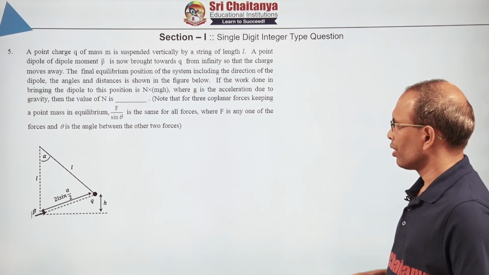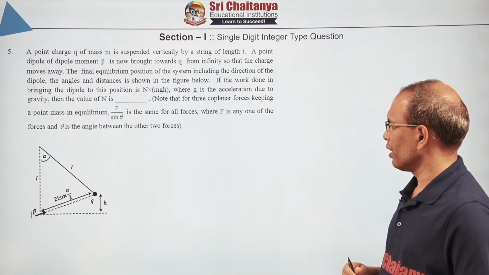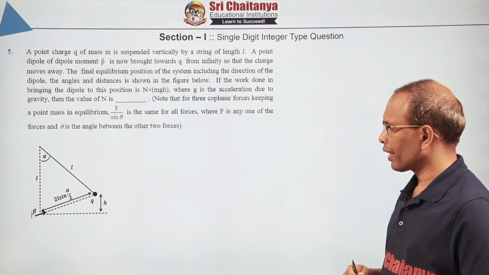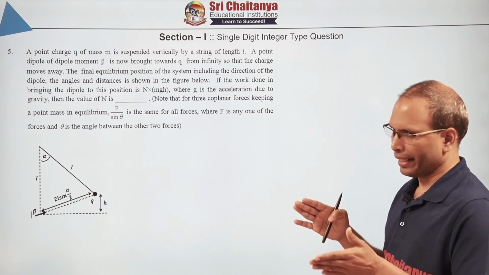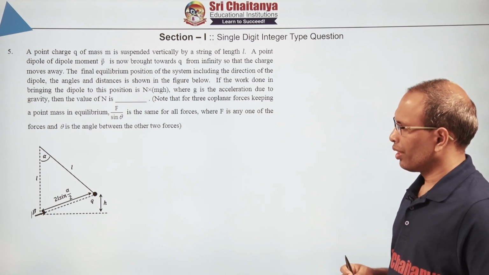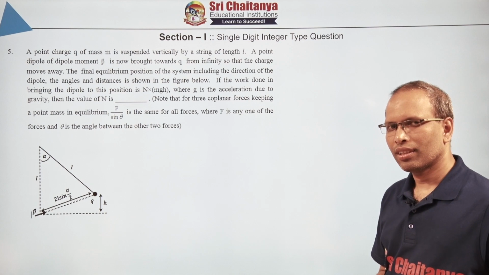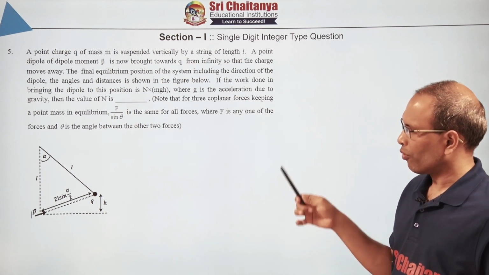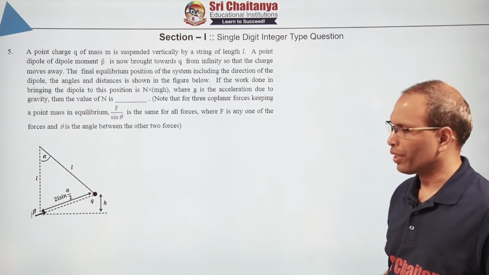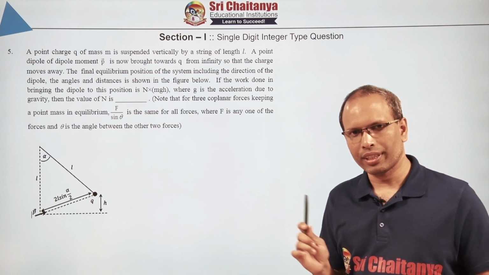Okay, now let us see question number 5. So here a point charge is suspended by a string of length L. Now because of bringing a dipole, the position of the string has become inclined rather than vertical. Now he is asking us to calculate the work done to bring the dipole from infinity to this position when this bob, this point mass, is in equilibrium.